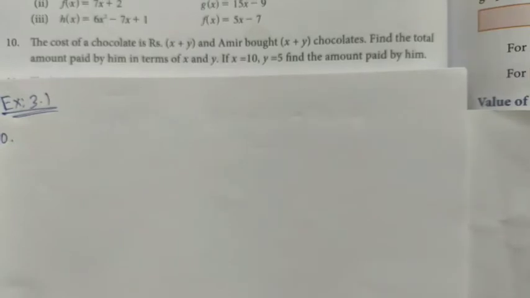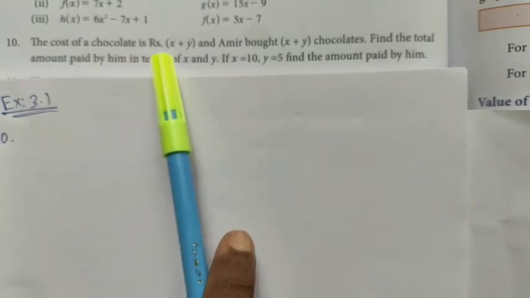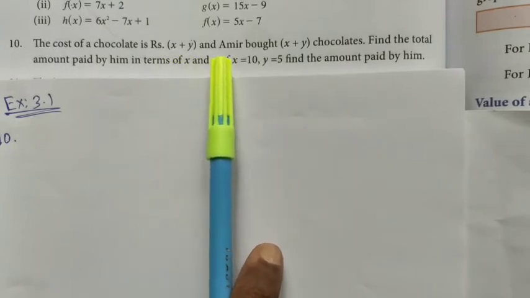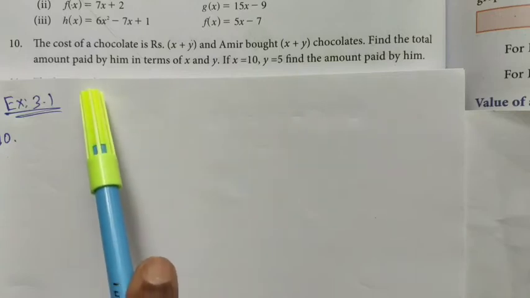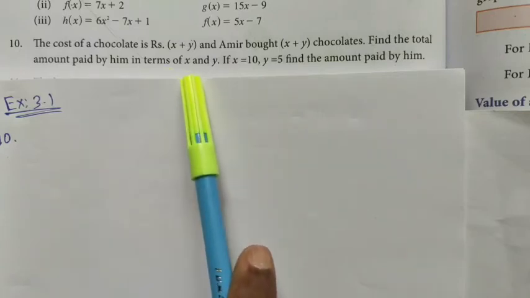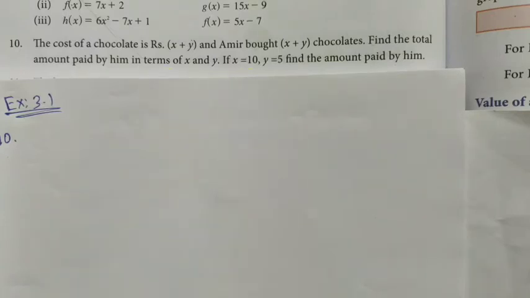Exercise number 3.1, question number 10. The cost of chocolate is x plus y and Amir brought x plus y chocolates. Find the total amount paid by him in terms of x and y. If x is equal to 10, y is equal to 5, find the amount paid by him.